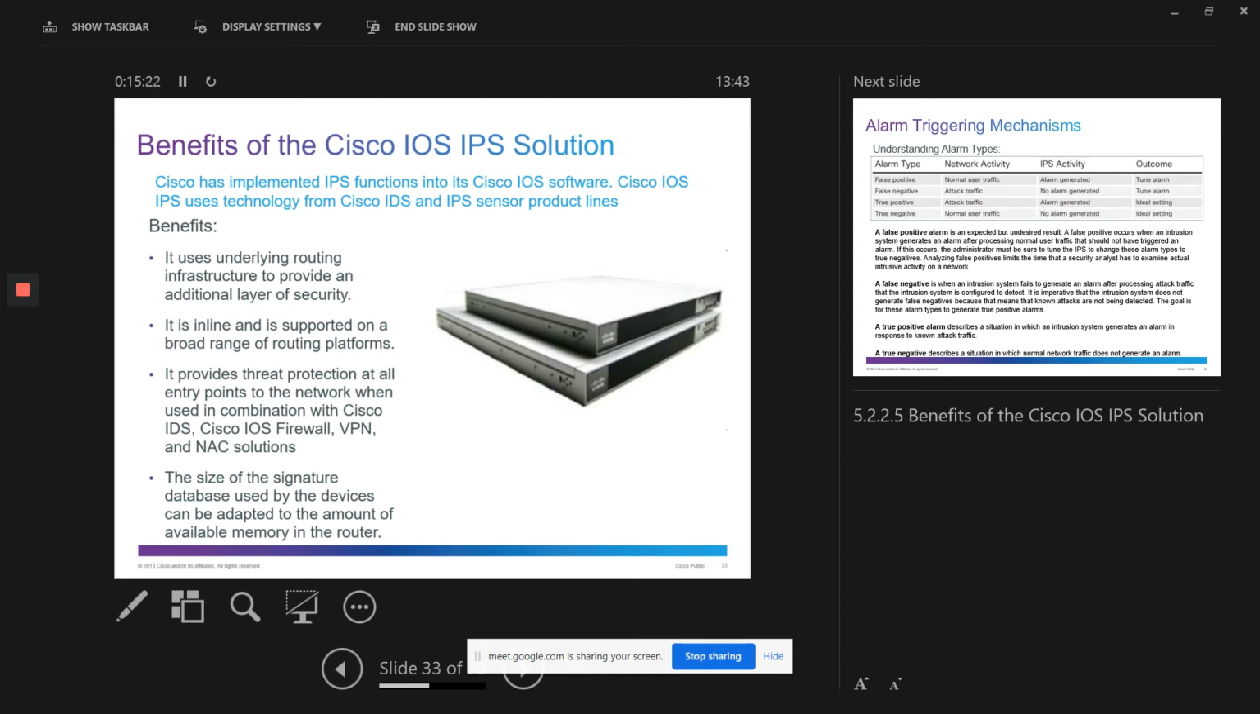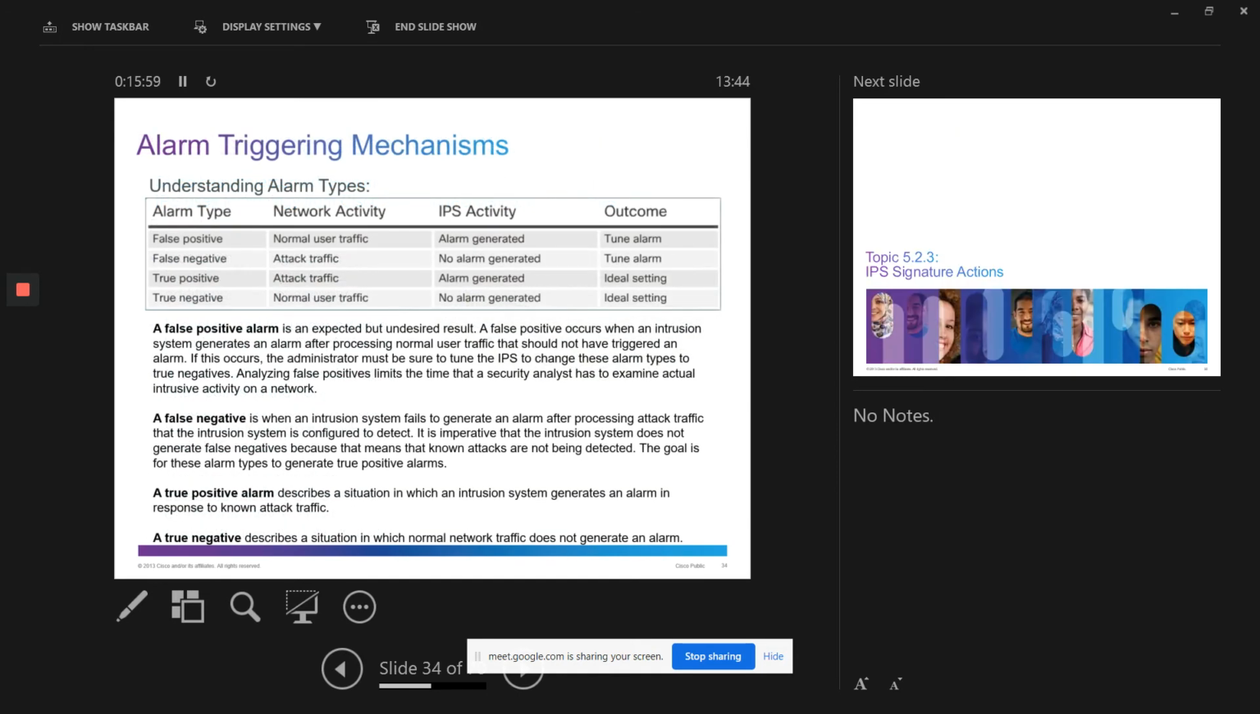And the last one: the size of the signature database used by the devices can be adapted to the amount of available memory in the router. This is a huge benefit, because the size of these databases can be massive. If you have a router with less memory, that is where you can have an issue. But fortunately, you can adjust the size based on how much you need and the available memory in the router. So these are some of the benefits.